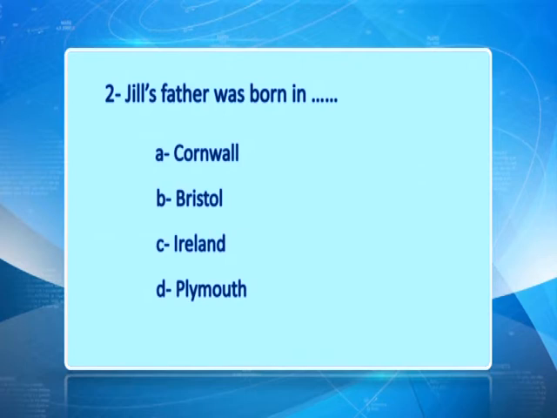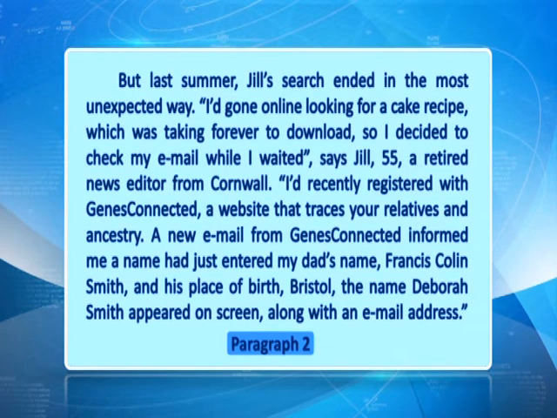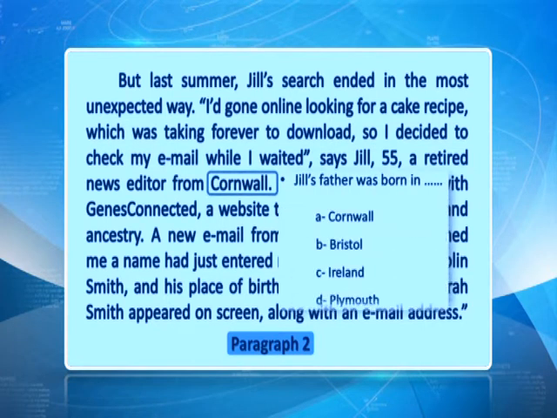Jill's father was born in Cornwall, Bristol, Ireland, or Plymouth. Now the first place mentioned is Cornwall. Let's go through the text and find the word Cornwall. Here it is. We check the place with the information given, and the information given is that Jill is from Cornwall. It's not her father's birthplace. So this is not the correct choice.